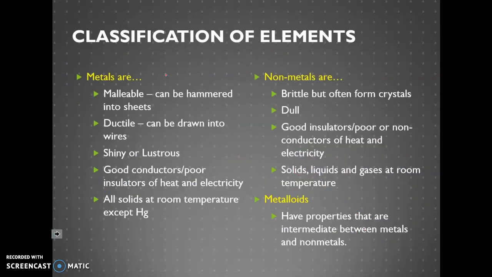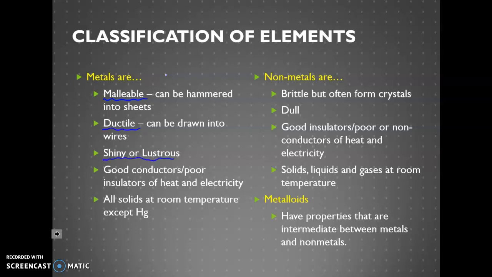Let's finish our notes today by talking about the properties of metals, nonmetals, and metalloids. Metals are malleable, which means they can be hammered and bent into sheets. Kind of like the way I made my barn with the tin. I had to bend the sheet of metal so that the rain wouldn't get in there and ruin my hay. Ductile means you can take that metal and draw it into a wire.